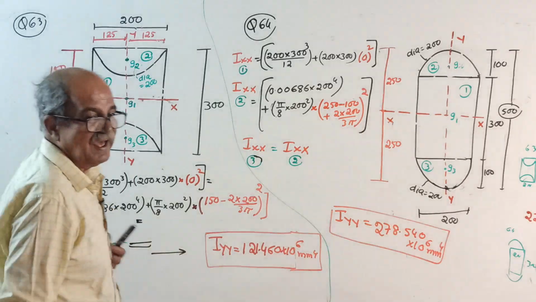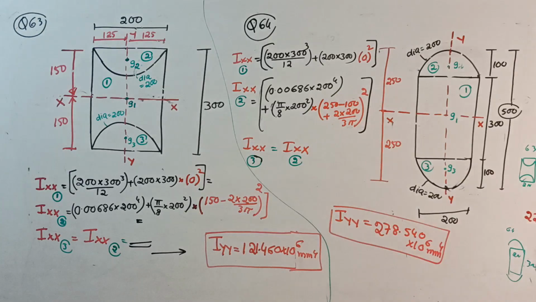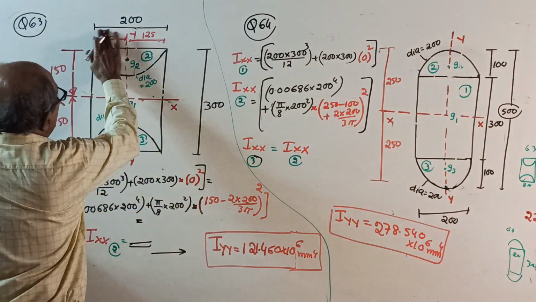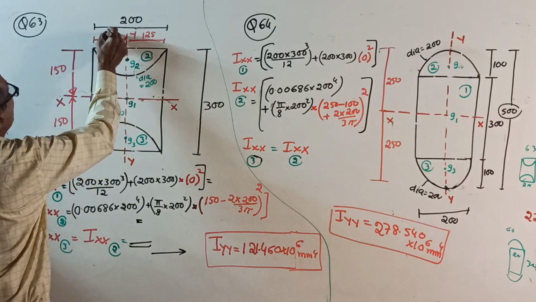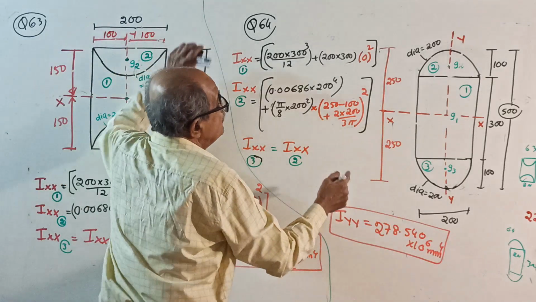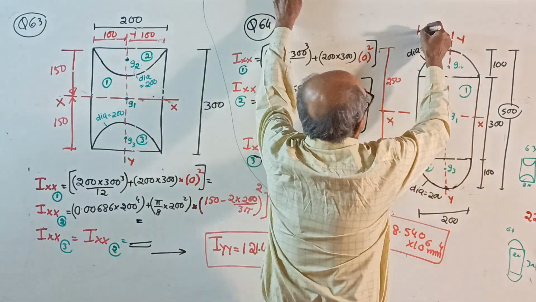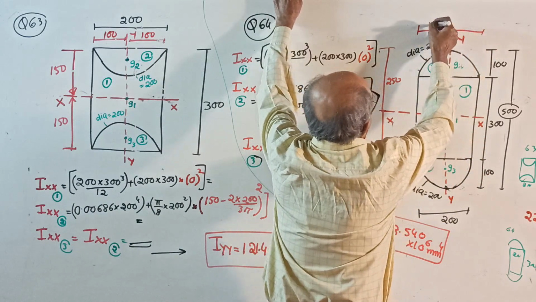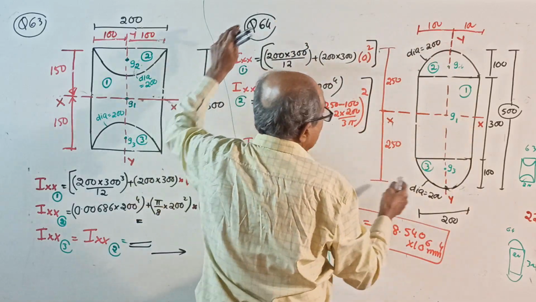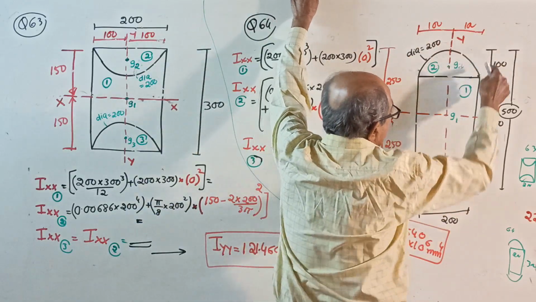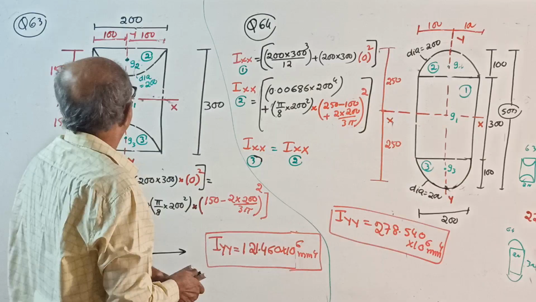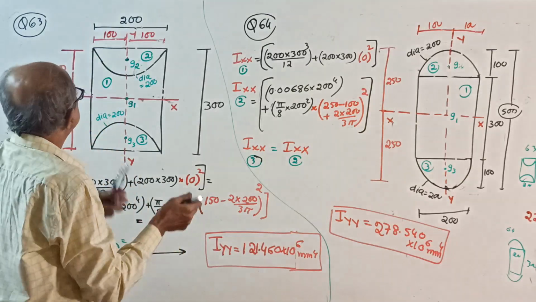Sometimes it happens in a hurry. I thought 250. Not a big issue. I have not used it. No problem. 100. Okay, 100. Here also, this way, 100. Be careful. Total depth is 300 plus 100 plus 100 is 500. 250. Okay, start. Ix for both.